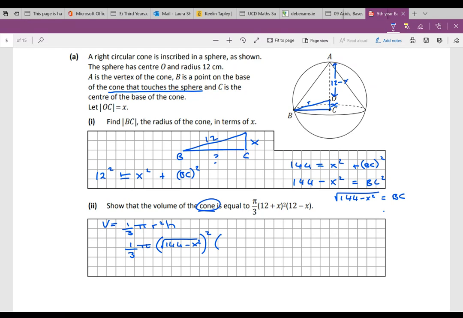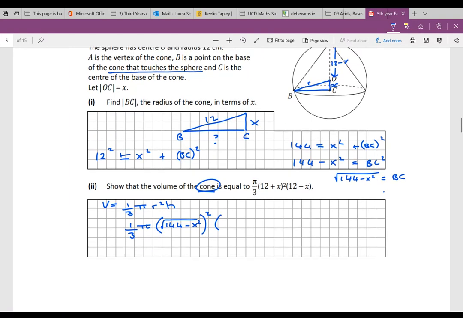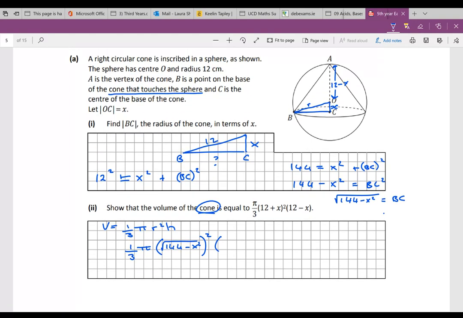sorry, the sphere is center, a radius O, and 12. And 12. Sorry, 12 is from A to O. Sorry, brain fart there. So 12, and then you've got to account for the additional bit there. So it's 12 plus x is the height of the cone. Okay, my square roots cancel off.